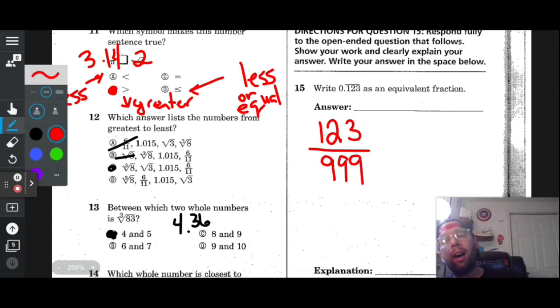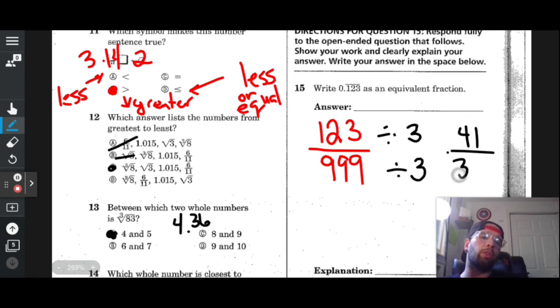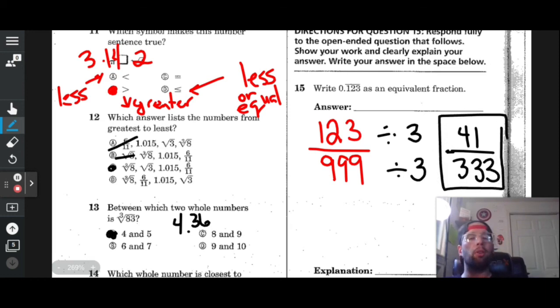I can divide the top by 3. I can divide the bottom by 3. And by dividing the top by 3, that gives me 41 over 333. No number in front because it was 0 point stuff. So my explanation would be I have 3 numbers repeating, so I'm going to put it over 3 nines. I can simplify that fraction further.